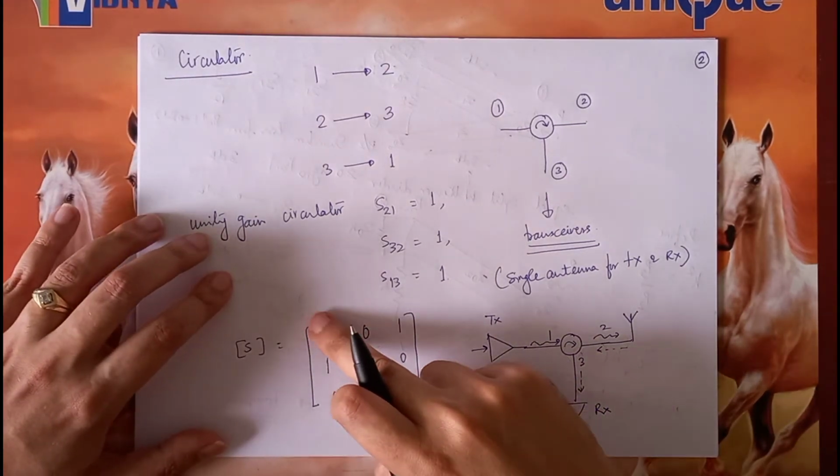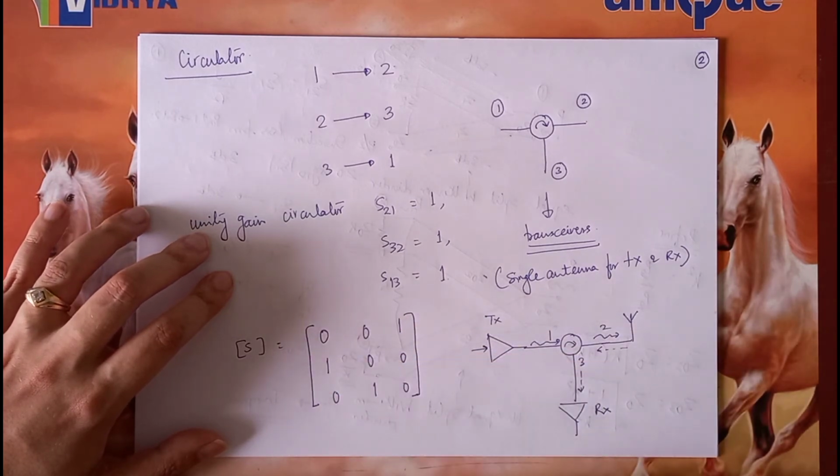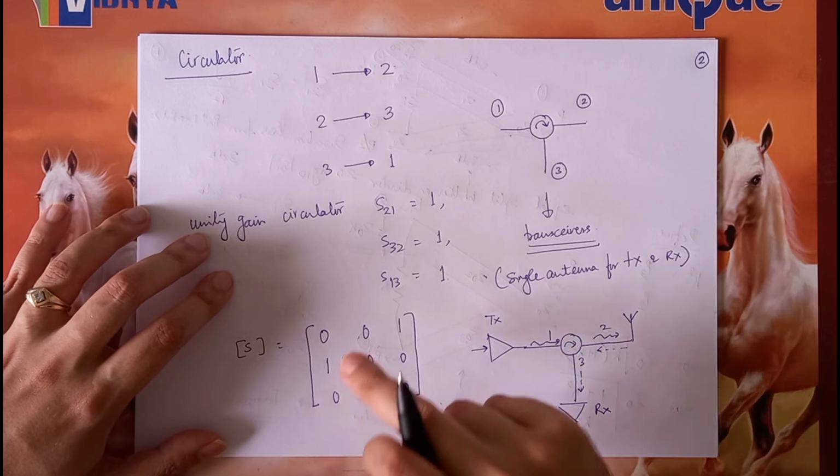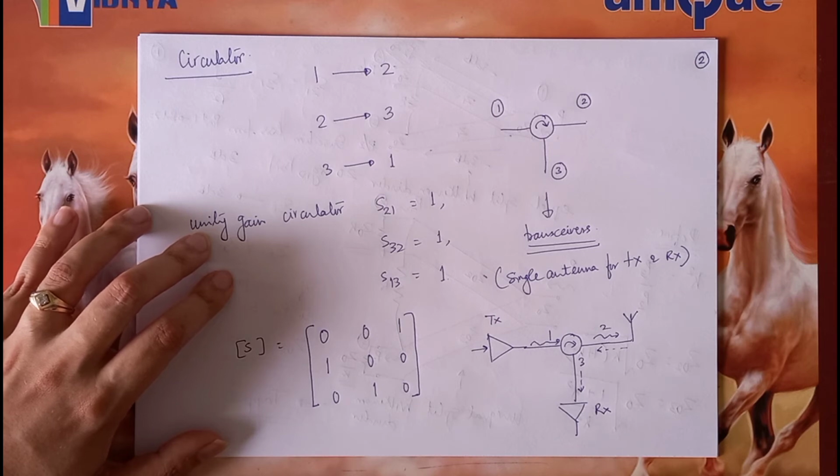What you can see from here, this matrix, is that the diagonal elements are 0, which means it's a matched network. And you can also prove that this matrix is a unitary matrix. That is, it satisfies the unitary property and therefore it is lossless. Modern day, however, circulators are not like this.